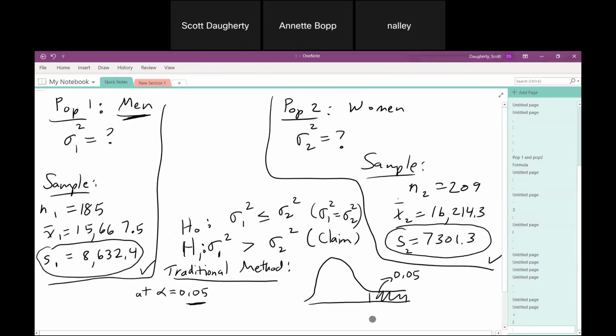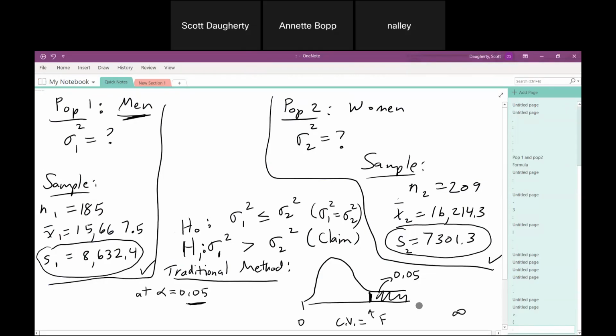Okay, and then the critical value. Remember when you do the traditional method, the first thing you do is find the critical value, which is the boundary here. So we're going to figure out what F value, now remember these are F values, it starts off at 0 and it goes to infinity, we want to figure out what F value has this much area to the right of it. And that's going to be our critical value.